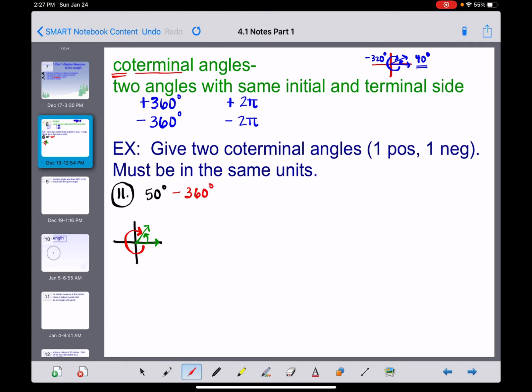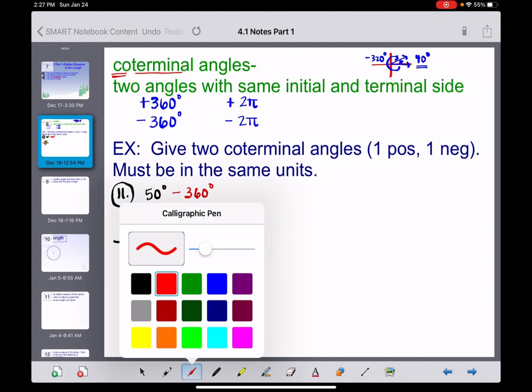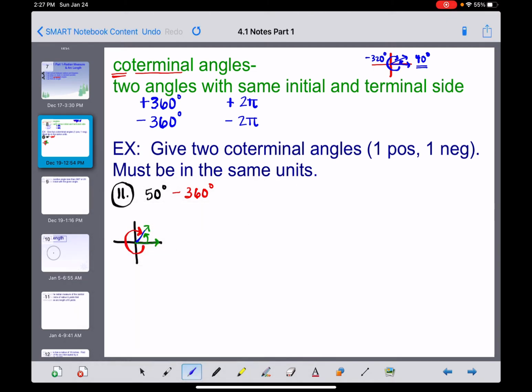Because really what's happening is I name my angle starting from the initial side, but really what's happening for me to find it is I ended here. So I'm actually subtracting 360 degrees from there to get back to where I was. I'm turning a full revolution. So that's going to give me negative 310 degrees. So that's what that red angle would be, negative 310.